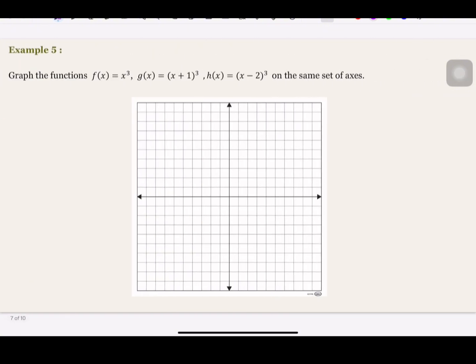Moving on, example number 5. So here again you have 3 functions, and in this example the parent function is f of x equals x to the power 3. If you sketch this parent function, it is of this shape. It's something like this. This should go through the origin. So let me move that. Yes. So this over here represents f of x equals x cubed.